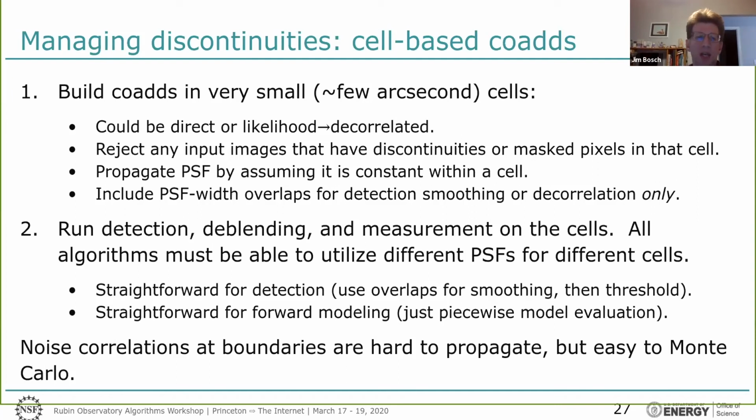I do think there's a complication here that the noise correlations at the borders in particular are going to be hard to propagate, but they're easy to Monte Carlo. And I think some of our more sensitive algorithms, especially on the shear side, really don't need many Monte Carlo samples of the noise in order to get things right, say 1.